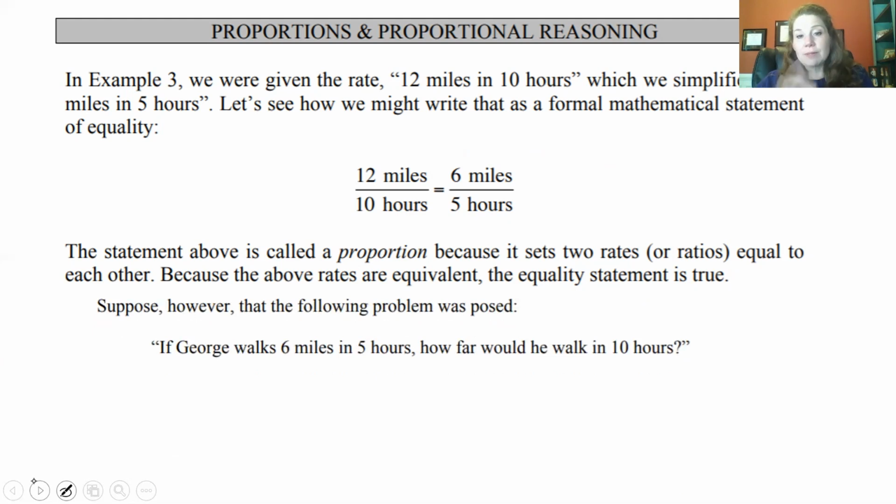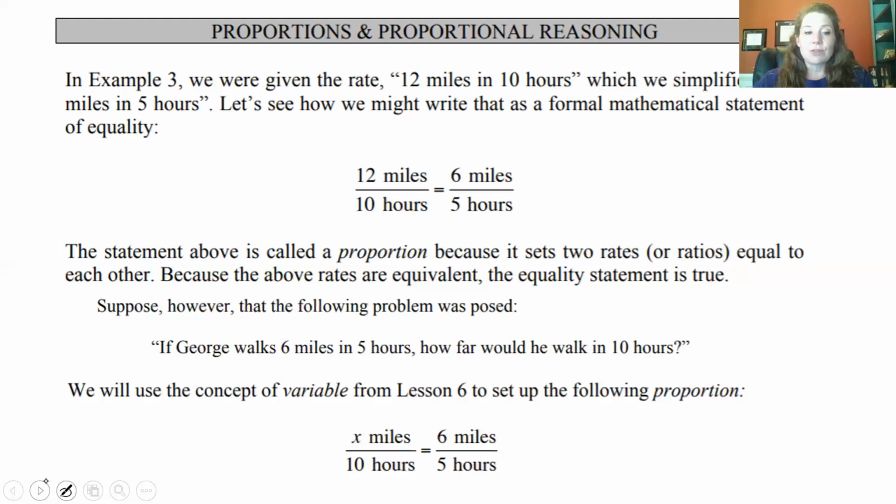Suppose, however, that the following problem was posed. If George walked 6 miles in 5 hours, how far would he walk in 10 hours? So since we know that George's relationship to the first amount of information is going to be equal to the second part of the situation, that means that those two rates are going to be proportional. So we can set up a proportion to figure out the answer. We will use the concept of variable from lesson 6 to set up the following proportion. So the thing about proportions is that you want like things together.